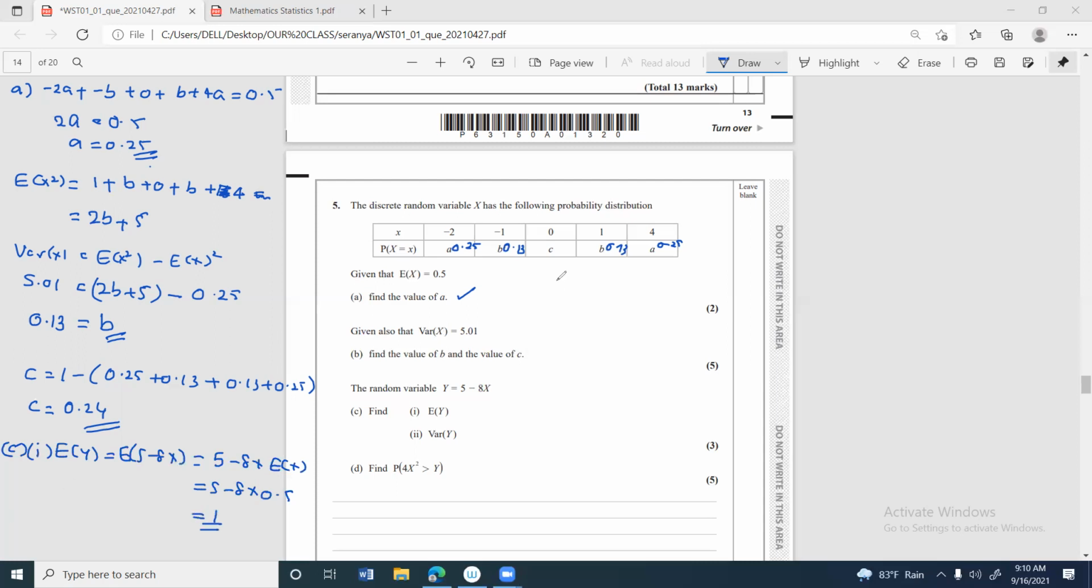Then part 2, I'll do it here. The variance of Y means the variance of 5 minus 8X. That means 5 doesn't make an impact. This is (-8) squared times the variance of X. That is 64 times the variance of X. We already found it as 5.01. So with this you can get the answer: 64 times 5.01, that is 320.64.